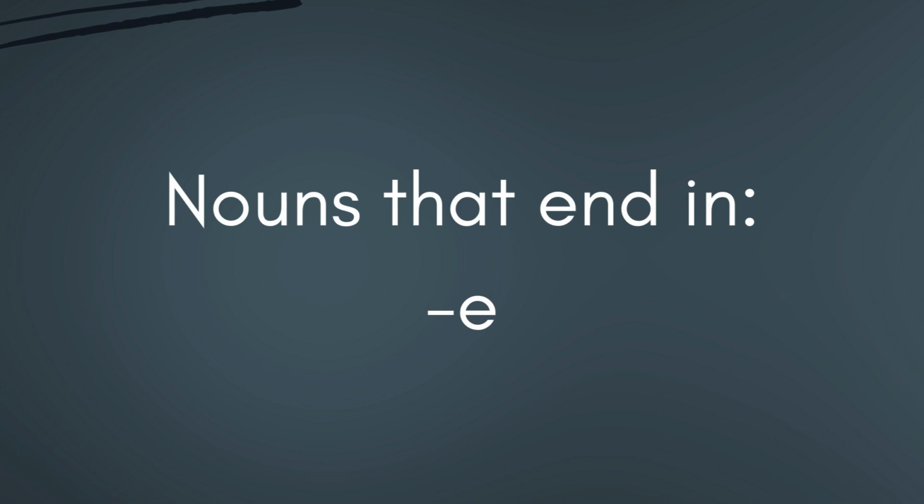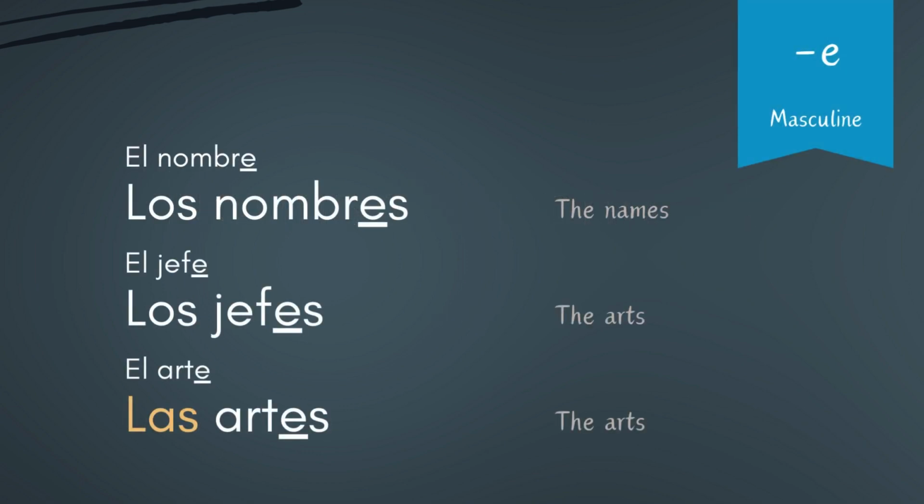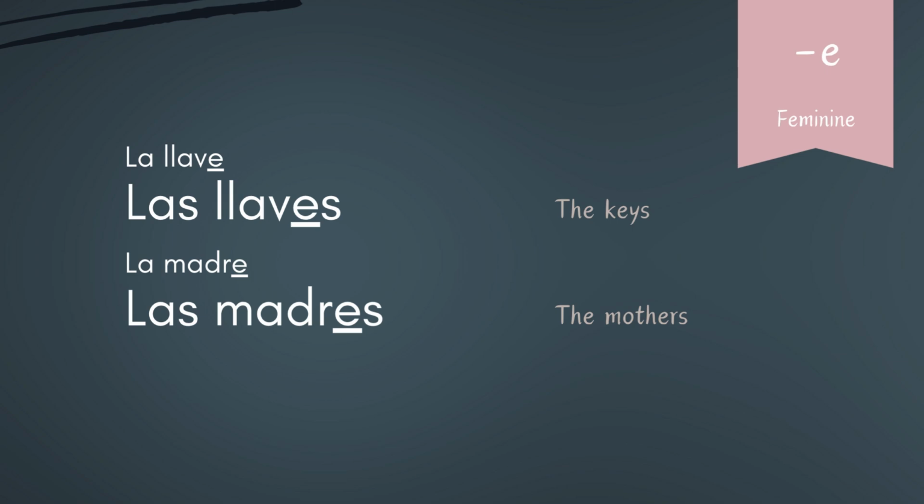Nouns ending in an E. Masculine. Los nombres, los jefes. Careful here with el arte. When it changes into its plural form, we need to use the feminine plural definite article, so it becomes las artes. Feminine. Las llaves, las madres.